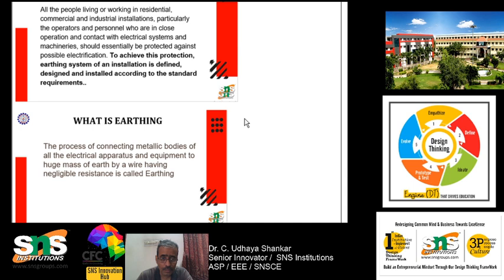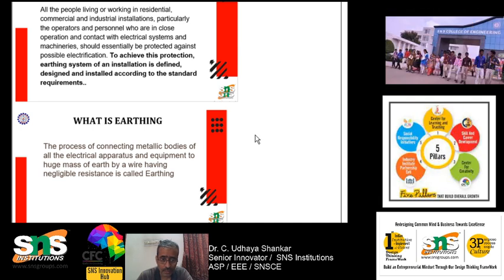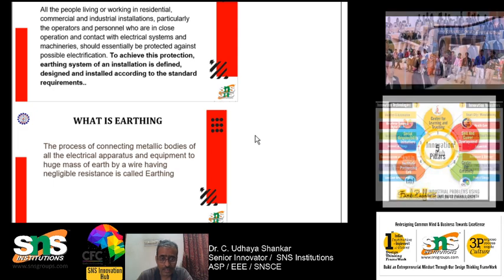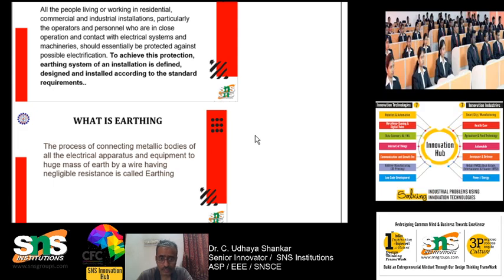So all the people living or working in residential, commercial and industrial settings, particularly the operators and personnel who are in close operation and contact with the electrical systems and machineries, should essentially be protected against electrification. To achieve this protection, the earthing system of an installation is designed and installed according to the standard requirements.